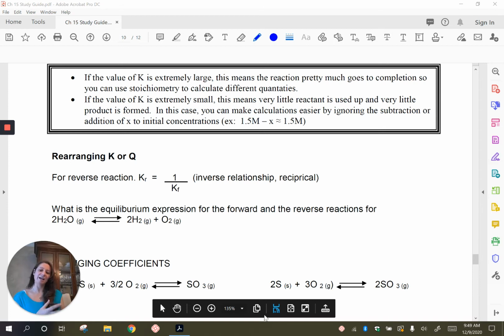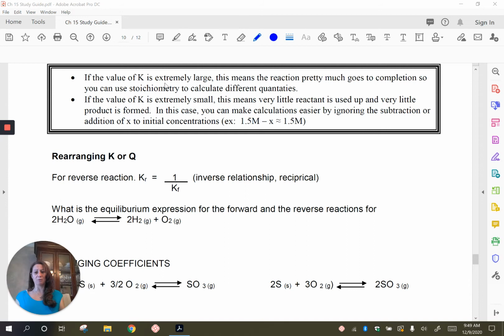Do you have mostly reactants? Do you have about equal amounts? And so it tells us what are the concentrations basically, or the ratio of the concentrations at equilibrium of products to reactants. So if your K value is extremely large, we said that if it's larger than 1, that means you have more products than reactants, right?